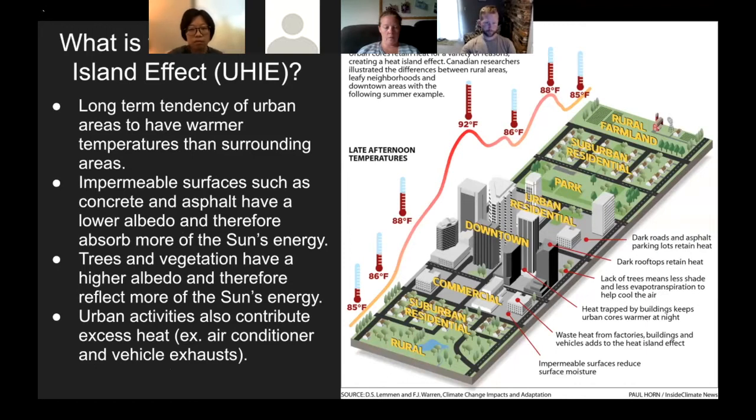And so the urban areas re-radiate that absorbed energy as thermal energy in the afternoon and evenings. And additionally, urban activities such as air conditioner use and vehicle exhaust also contribute heat directly to the urban heat island effect.